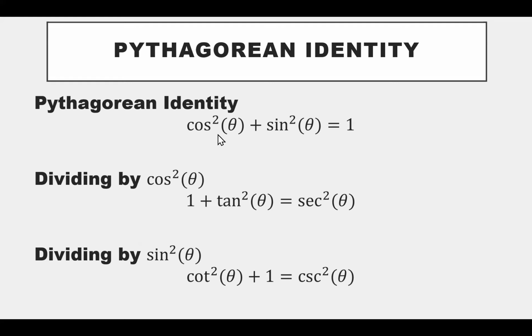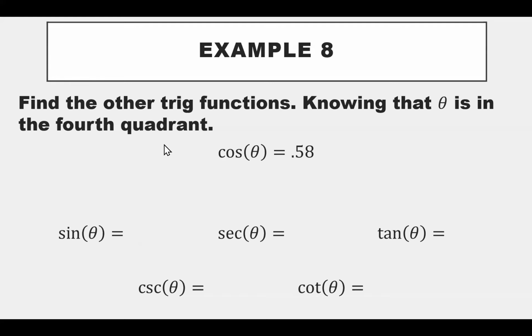In a similar way, if you divide all of these terms by sine squared, you get an identity involving cotangent and cosecant. These are also Pythagorean identities. They just deal with the other trig functions. So let's do that. Let's find the other trig functions using the Pythagorean identity and the relations.